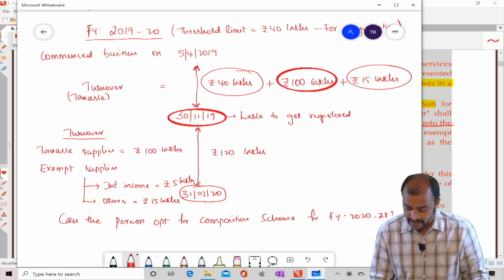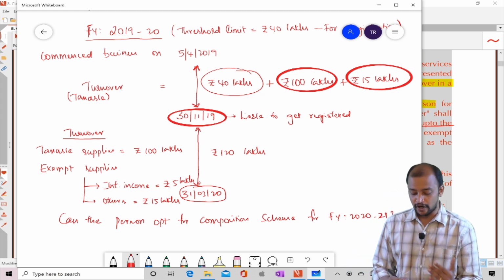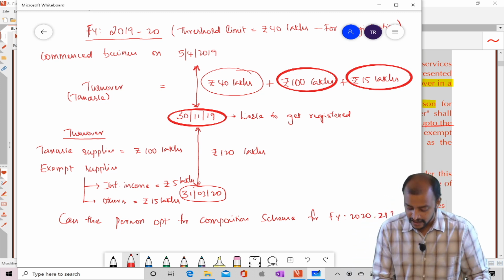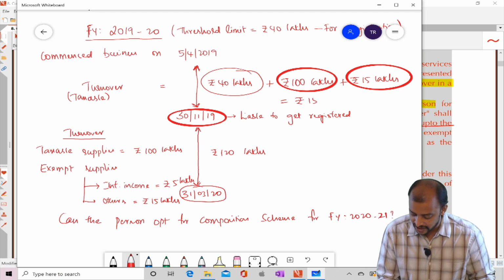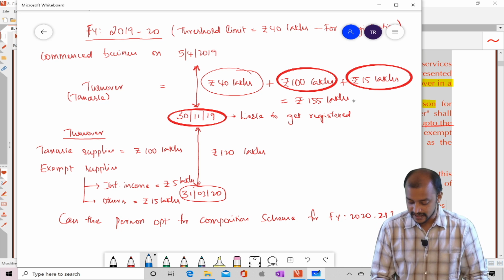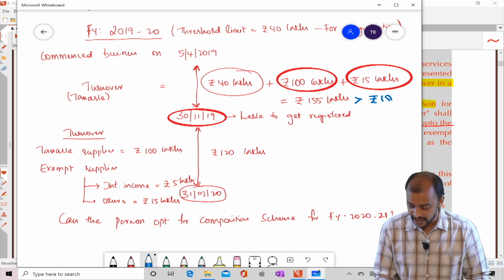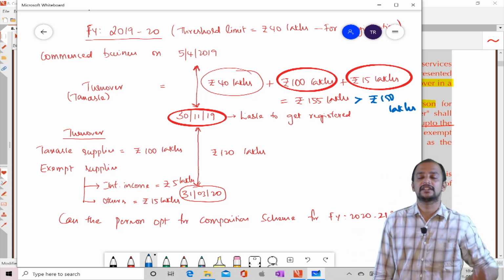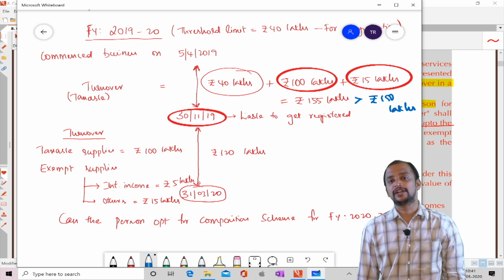And when we add these three, how much does it come to? 40 plus 100 plus 15, that comes to 155 lakhs. Therefore it exceeds 150 lakhs. And whether this person can opt for the composition scheme? No, this person cannot opt for the composition scheme during the current year.